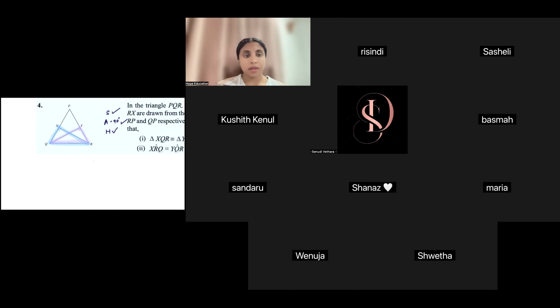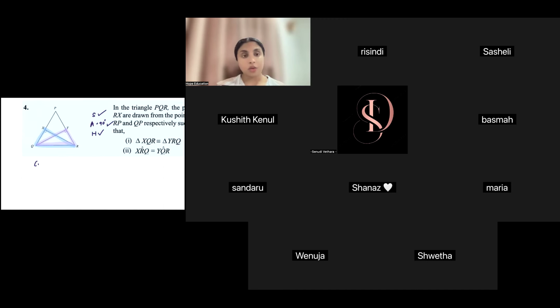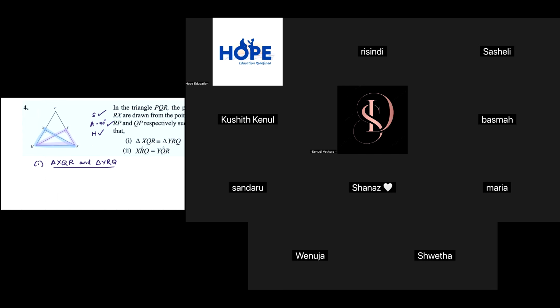So look at this very carefully. XQR and YRQ. Let's write the right angle first. XQR is the blue triangle. YRQ is the purple triangle. My connection is unstable, so I will keep my camera off for a bit. So let's write QXR. That is a right angle. In the purple triangle, it's QYR.